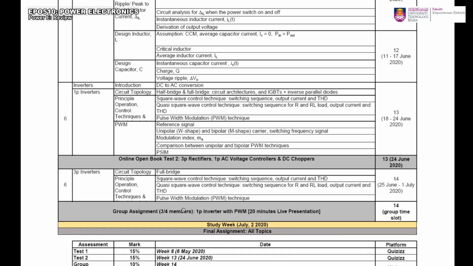For the group assignments, we're going to have 3 or 4 members a group, and you'll be having individual questions.